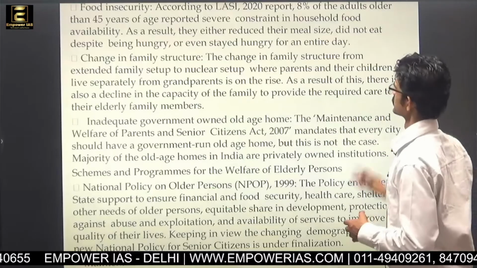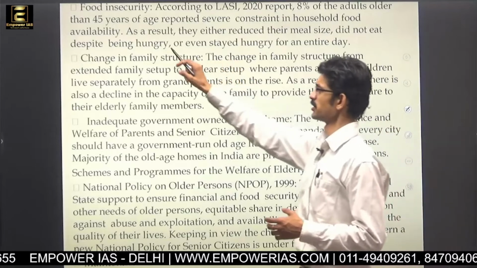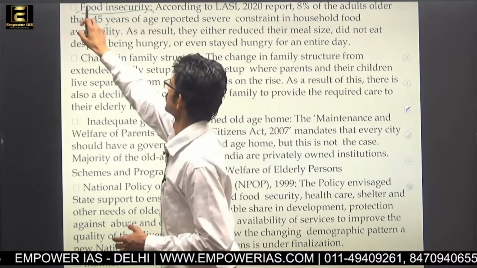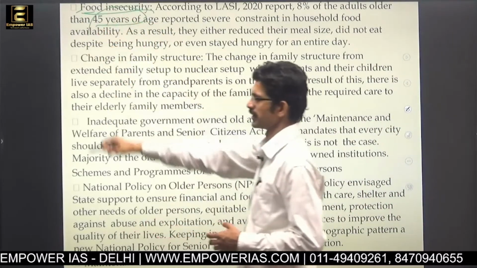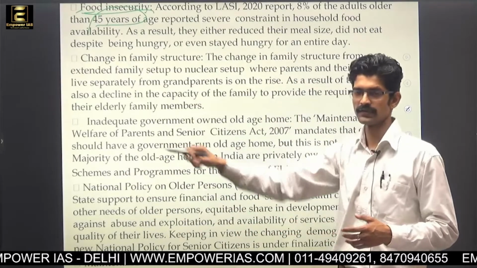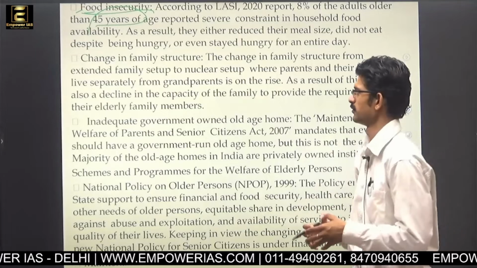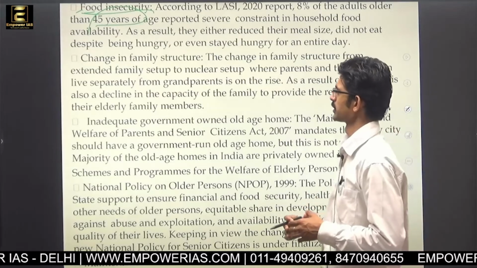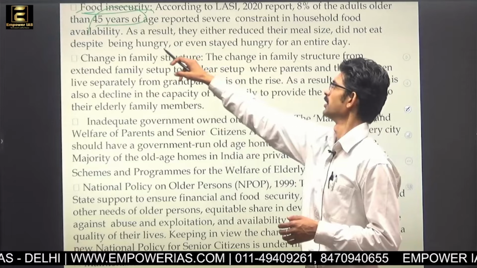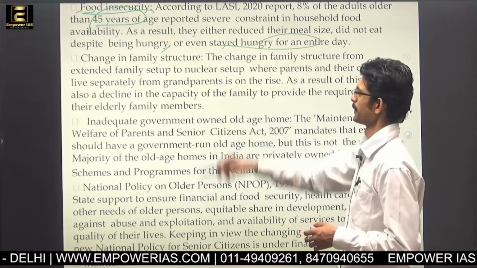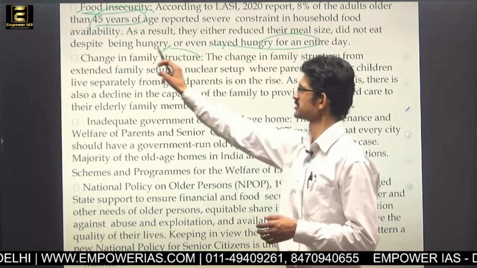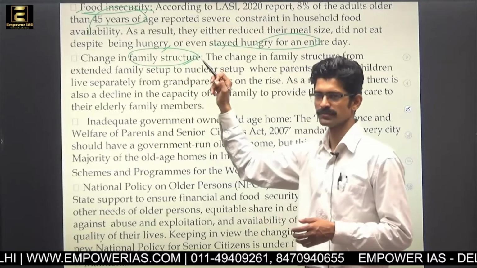Next part is food insecurity. Insecurity of food tenure goes for 45 years of period in which they are having malnutrition, they are not having adequate food for their good health condition. So they are hungry and stay hungry people. Then there is a family structure that again creates a problem for those people.